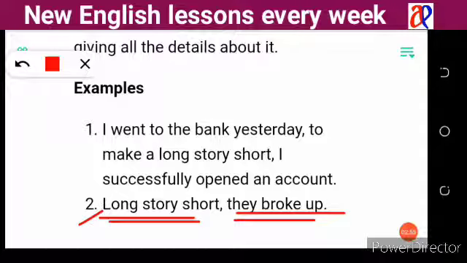Now for two people who are in a romantic relationship, when you say they broke up, you mean their relationship ended or their romantic relationship ended. Long story short, they broke up. You can also say long story short, their romantic relationship ended, or simply their relationship ended. By using long story short in this sentence, this person doesn't want to give the details about what happened in that relationship or about what made that relationship come to an end.